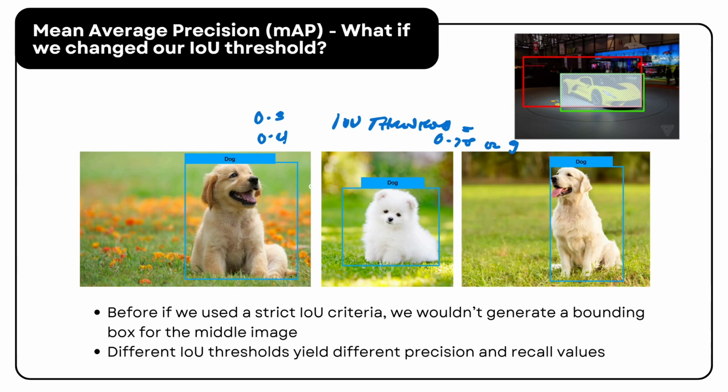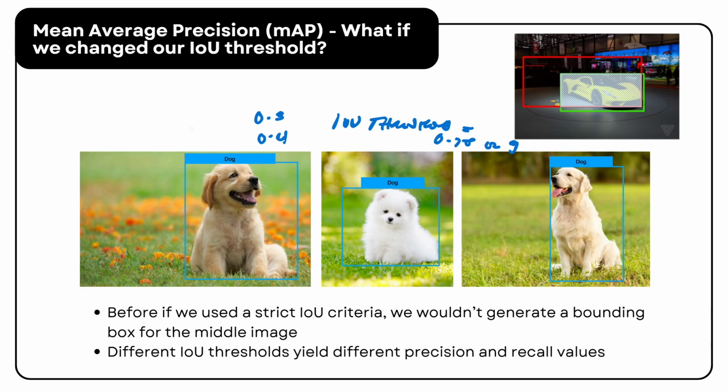So this decision has a direct impact. A high IOU threshold results in fewer true positives, so it means low recall. If you set the threshold here as 0.75 or 0.9, it will lead to low recall.